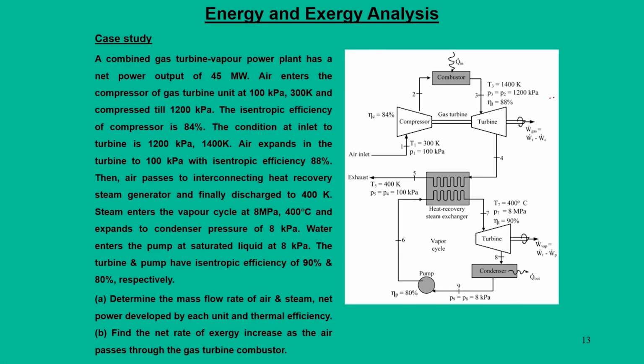So, basically both the units will have a combined 45 megawatt power which they produce. The inlet conditions of air for the compressor in the gas turbine unit are given, and the maximum pressure is given. The isentropic efficiency for compressor and turbine is also given, even turbine inlet conditions are also specified, and the interconnecting unit is the heat recovery steam generator, and that finally discharges the necessary heat input for the steam cycle. So, the steam cycle has its own numbers like isentropic efficiency for turbine and pump.